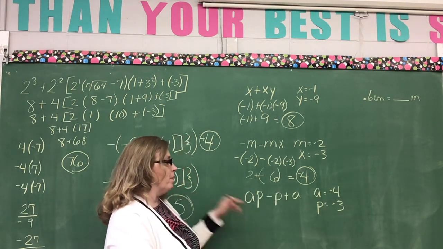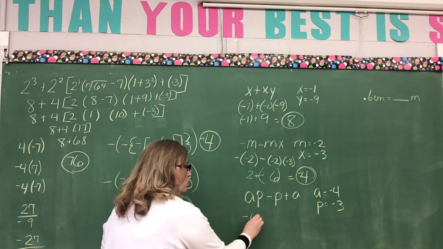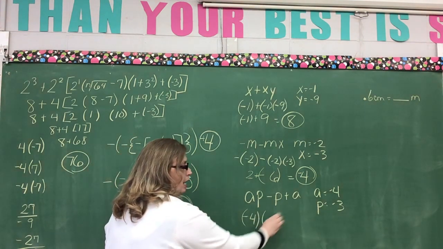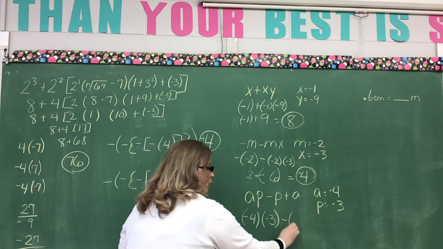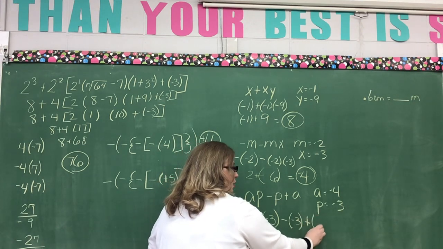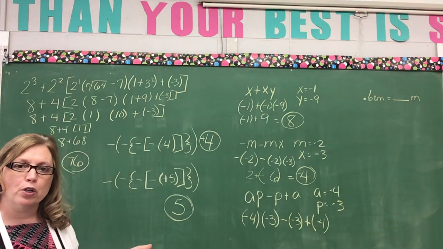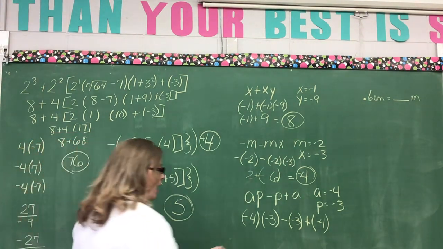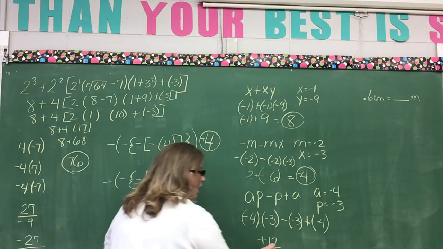Let's look at this one. AP minus P plus A. Well, A is -4, so -4 times -3 minus whatever P is, put it in your parentheses, -3 plus parentheses -4. Okay, what are we going to do first? Multiply. Multiply before you add and subtract. So -4 times -3 is a +12.